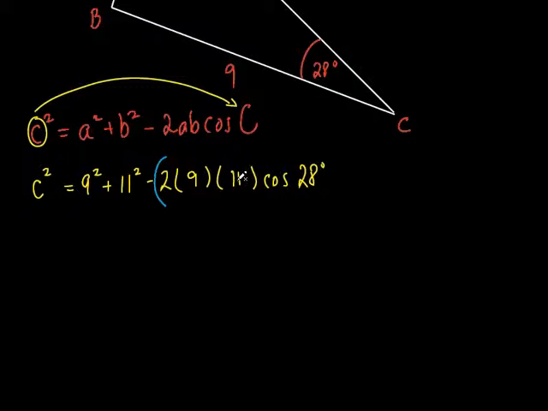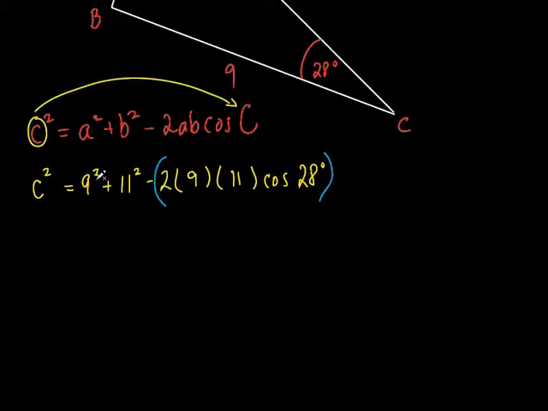Now, if you have a graphing calculator, you would just hit cosine 28. But if you have a TI-30XA, you would hit what? Times 28 cosine. And then, if you started a parentheses, you got to end it, right? So you end it right there. Then you hit equals. But then you got to get C by itself. That's all that stuff is equal to C squared. So what do you have to do? Take the square root.